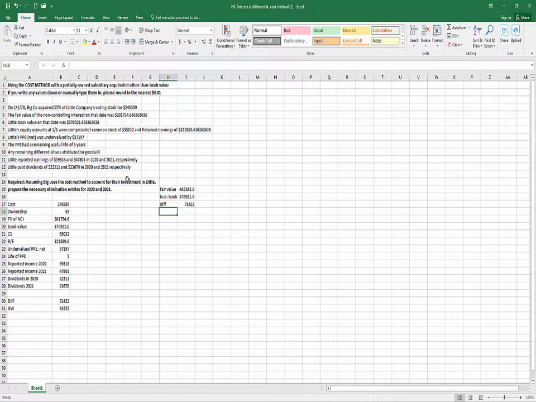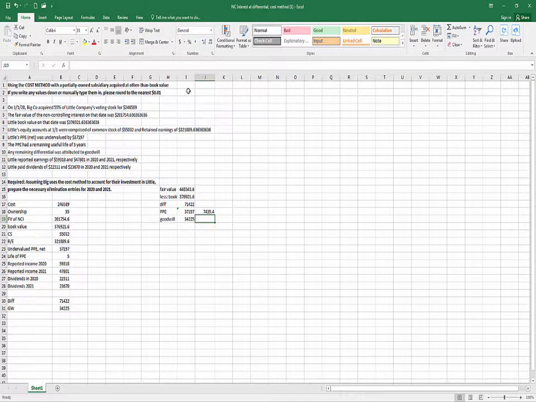What explains that? Little's property, plant, equipment net, so there's no separate accumulated depreciation, was undervalued by 37,197. So the remainder is goodwill. Okay, and the property, plant, equipment is going to be amortized over 5 years. So there's our annual amortization. Okay, let's go ahead and go through our elimination entries.